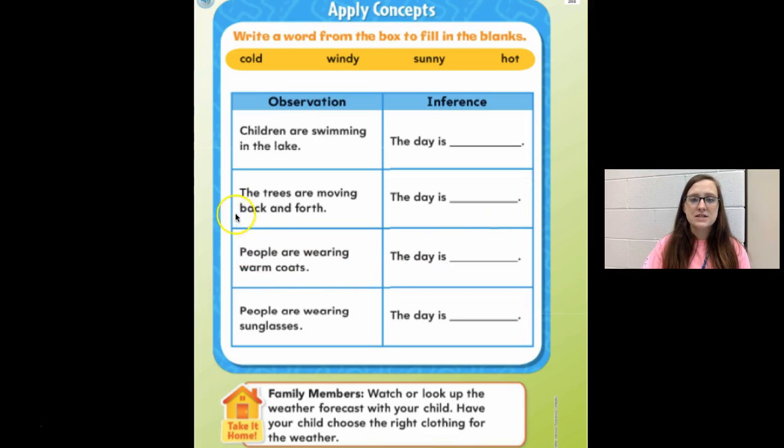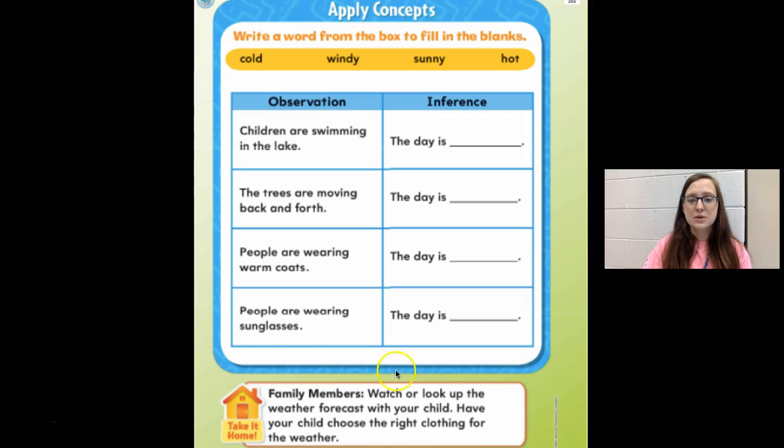The next one says, the trees are moving back and forth. The day is cold, windy, sunny, hot. Write the word that makes sense on the line. The next one says, people are wearing warm coats. The day is cold, windy, sunny, or hot. Pick which word makes sense if people are wearing warm coats.